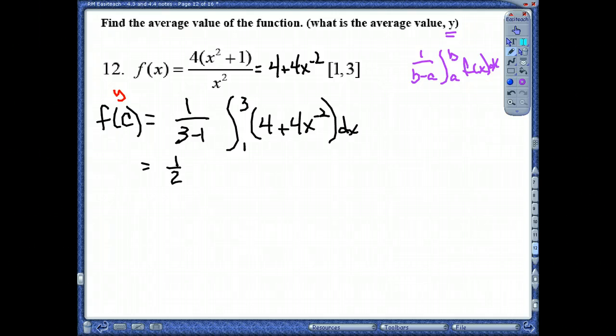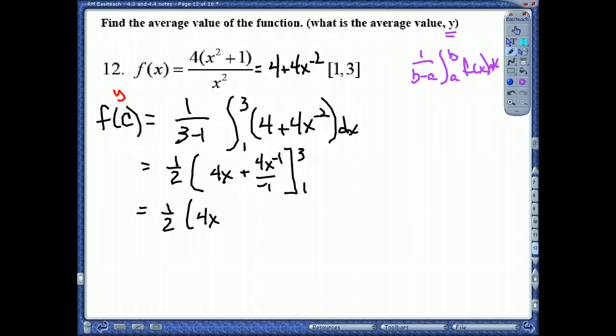That's going to be 1/2 times the integral of 4, which is 4x. The integral of 4x to the negative 2 is going to be 4x to the negative 1 divided by negative 1. Taking that from 3 to 1. I'm trying not to skip too many steps just because I don't want to freak you out. So that's 4x. That's going to be negative 4 over x. Plug the 3's in, then plug the 1's in, multiply by 1/2.